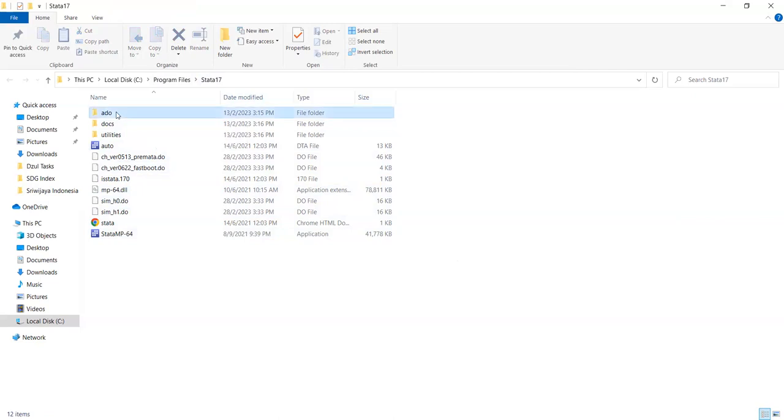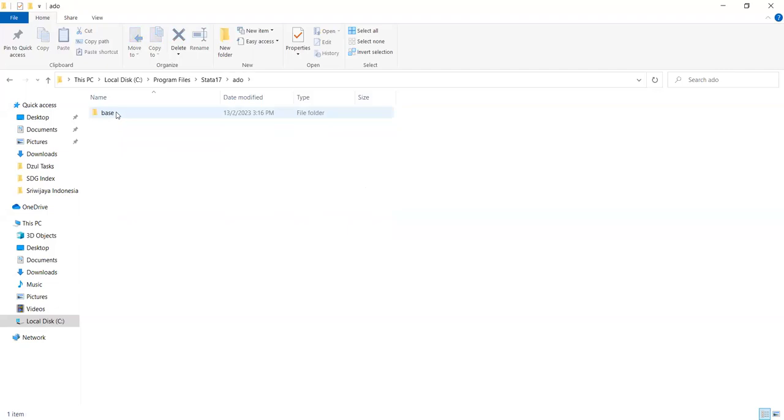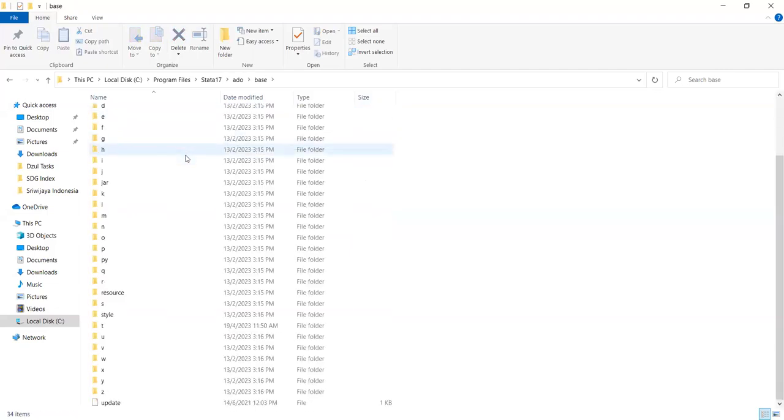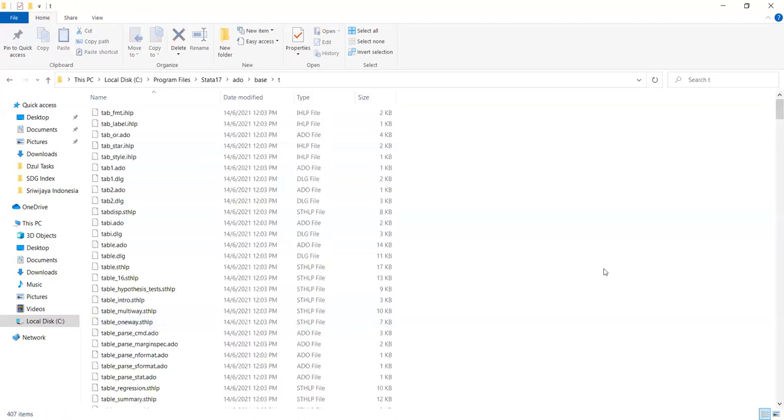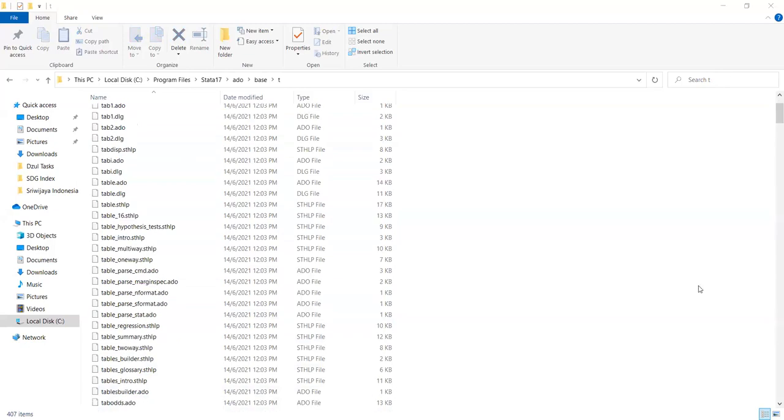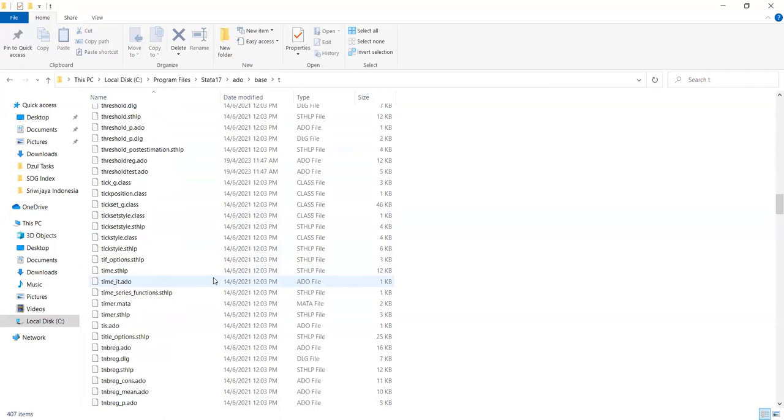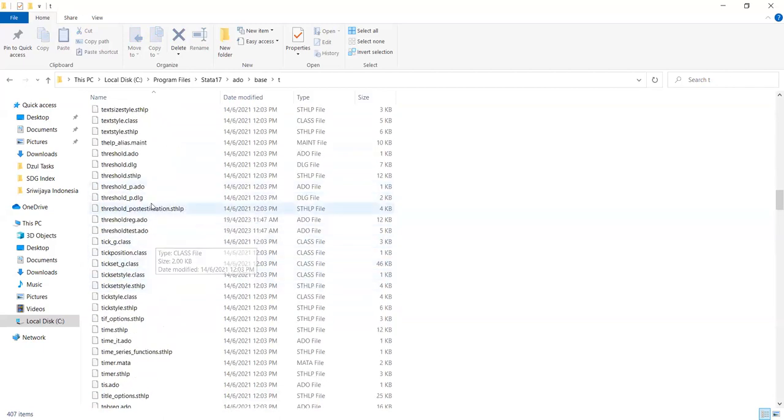Once you come to this folder, you click ado, which is also available in the instruction. Click base, and then you go all the way down and look for the alphabet letter T. This is the one, letter T. Click on it, and you just paste the threshold_rec.ado and threshold_test.ado into this folder. I've already pasted them, so I'm not doing it anymore. These are the two files that are also available on your Google Drive. You paste these two files into this folder, and that should do the work.